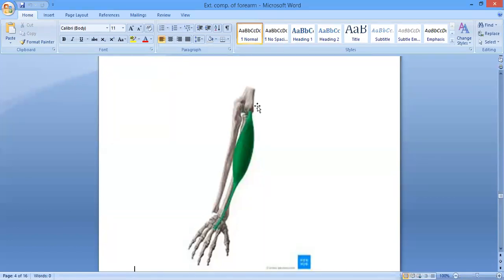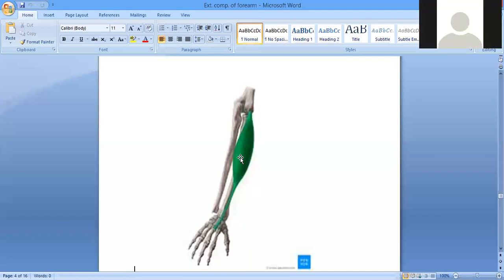Here is the attachment of the radial collateral ligament, so these fibers are coming from the radial collateral ligament, and it is going to be inserted at the dorsal aspect of the base of the third metacarpal. Very simple. Where does the longus attach? The dorsal aspect of the base of the second metacarpal. And where does the brevis attach? The next one, that is the dorsal aspect of the base of the third metacarpal, and it is supplied by the deep branch of the radial nerve or the posterior interosseous nerve, right? And what is its function?